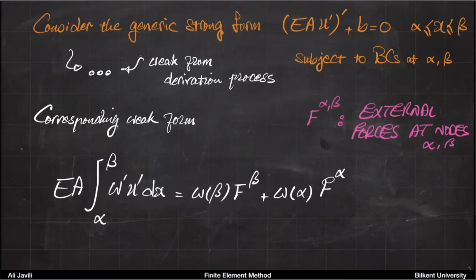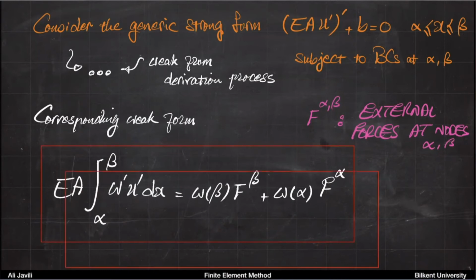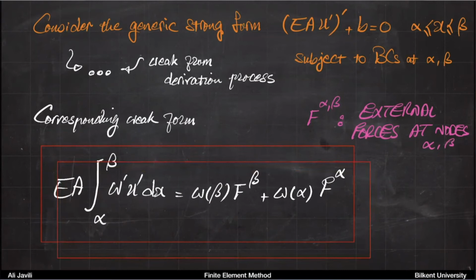Okay, and let me see if I can draw a square around it, or rectangle. So this is pretty important, and we will be using this quite frequently from now on for the next examples. Okay, so let me see if this works. All right, so if you need to remember one thing from the beginning of the course until now, it is this weak form.